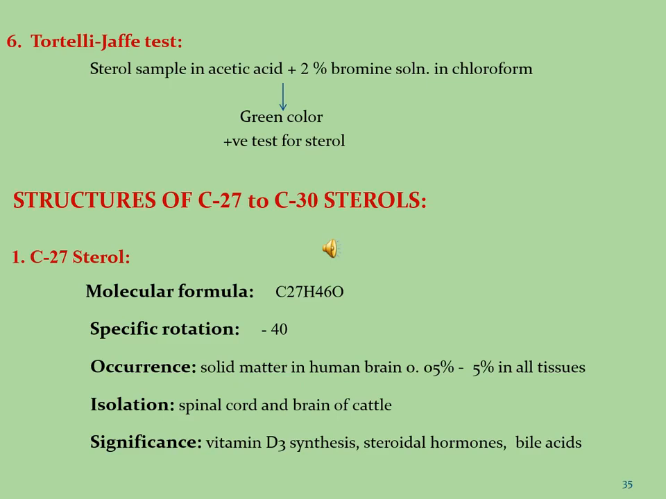Next, we will discuss the structures of carbon 27 to carbon 30 sterols. The first structure is carbon 27 sterols. The molecular formula of this structure is C27H46O. The specific rotation is -40. These types of sterols are found in the human brain and at 0.05% to 5% in our tissues. It is isolated from the spinal cord and brain of cattle, and it is used for the synthesis of vitamin D3, steroidal hormones, and bile acids.